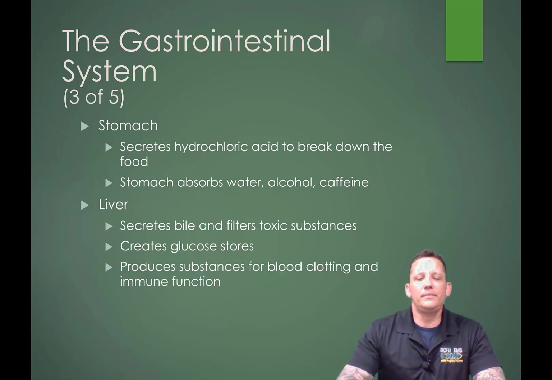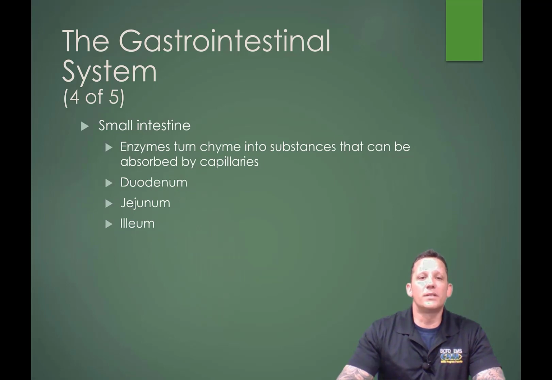The liver secretes bile and also filters toxic substances from the blood. It creates glucose stores and produces substances for clotting factors in the blood and helps with immune function. The small intestine, which is comprised of 3 parts, the duodenum, the jejunum, and the ileum, take enzymes and turn that masticated food, which is now called chyme, into substances that can be absorbed by the capillary beds that surround the intestinal tract.